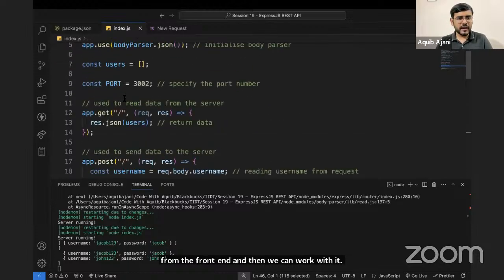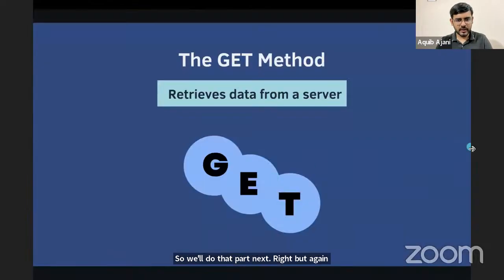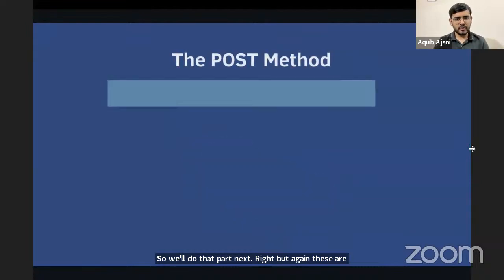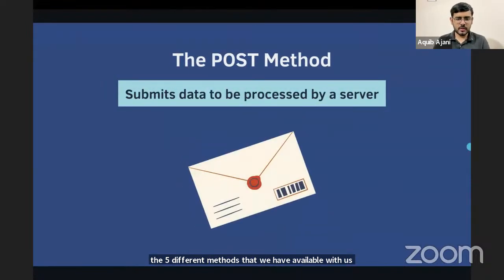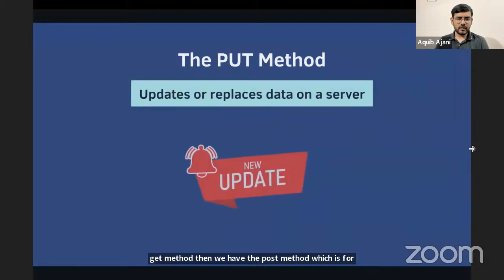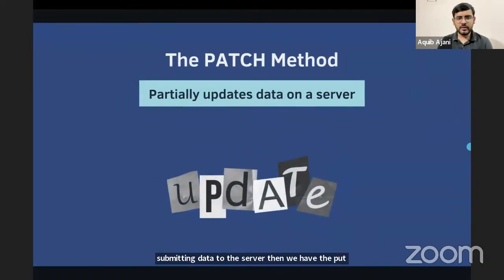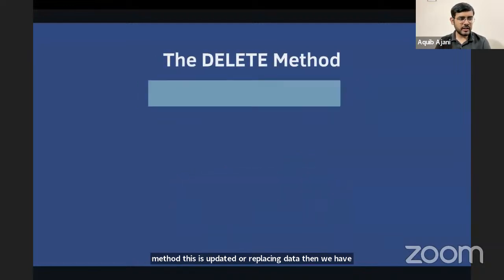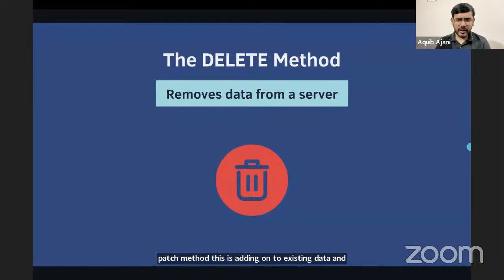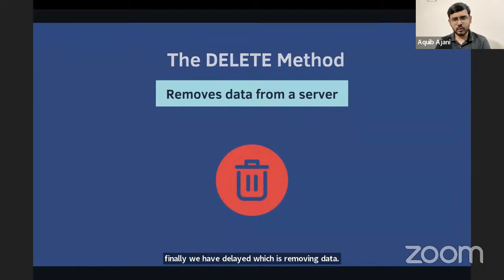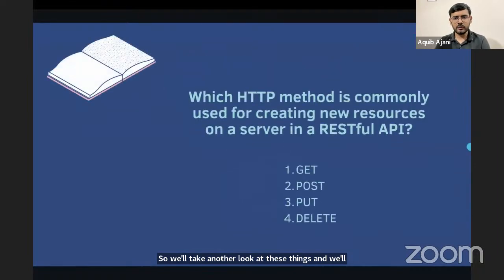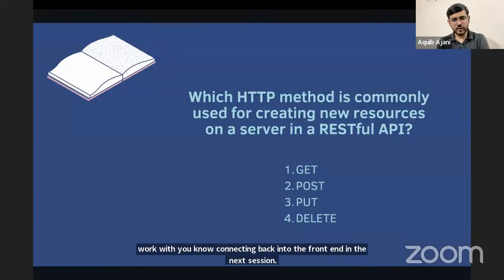But again, these are the five different methods that we have available with us. Get method, then we have the post method, which is for submitting data to the server. Then we have the put method. This is updation or replacing data. Then we have patch method. This is adding on to existing data. And finally, we have delete, which is removing data. So we'll take another look at these things and we'll work with connecting back into the front end in the next session. For now, here is the first question for today.